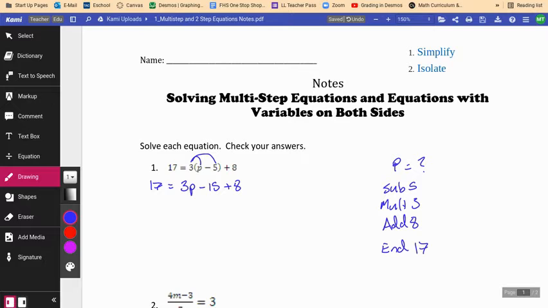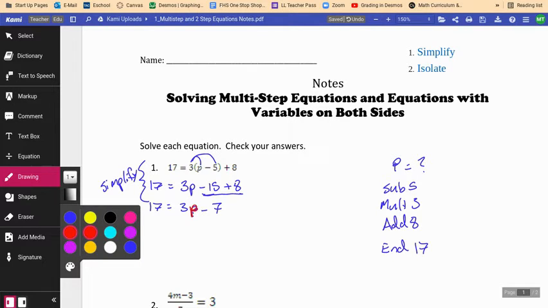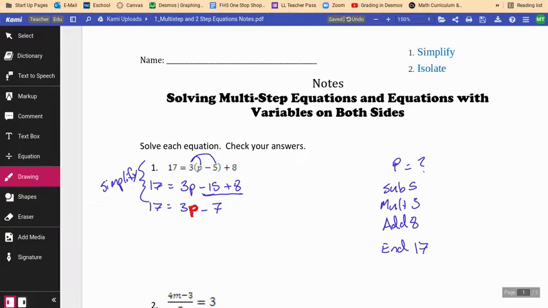And then I'm still simplifying because I can still combine these two like terms. So then I would have 17 is equal to 3P minus 7. And now in this step, there's no more simplifying. So in these first two steps, I did my simplify. And now I want to be able to isolate. Again, I want to isolate this number that I don't know. And that number is P. It's represented by the letter P.